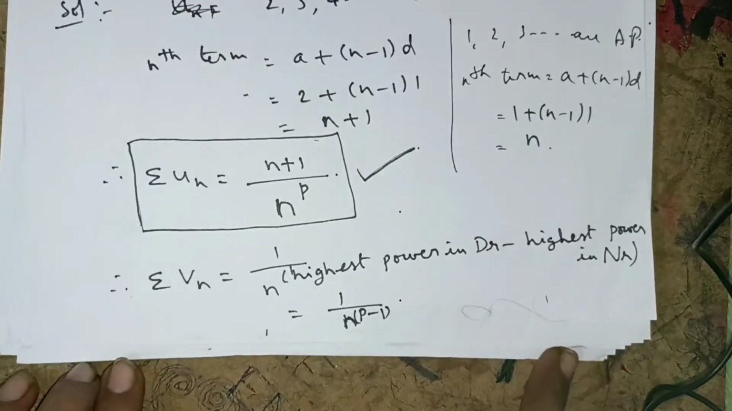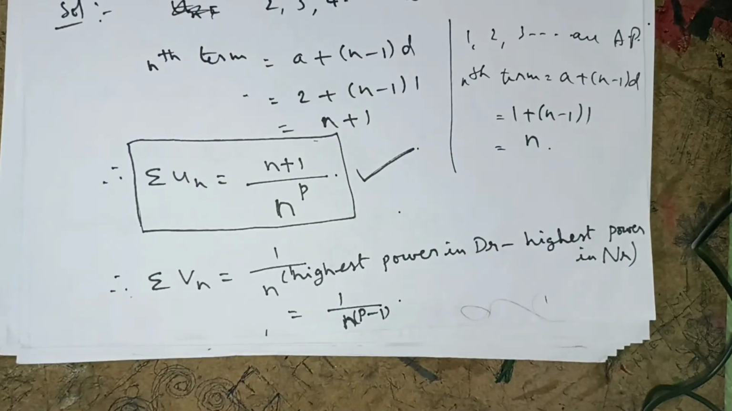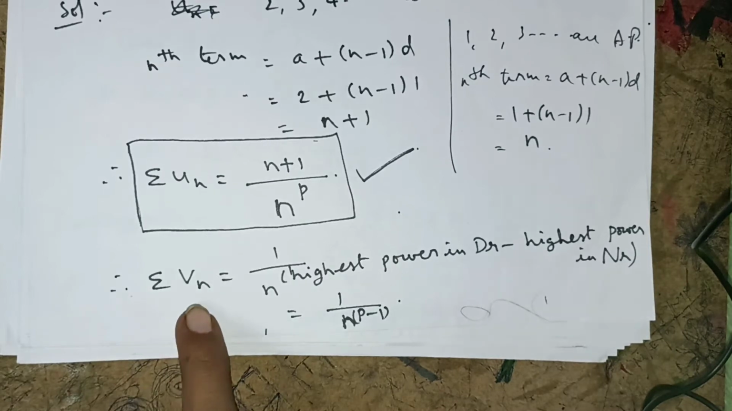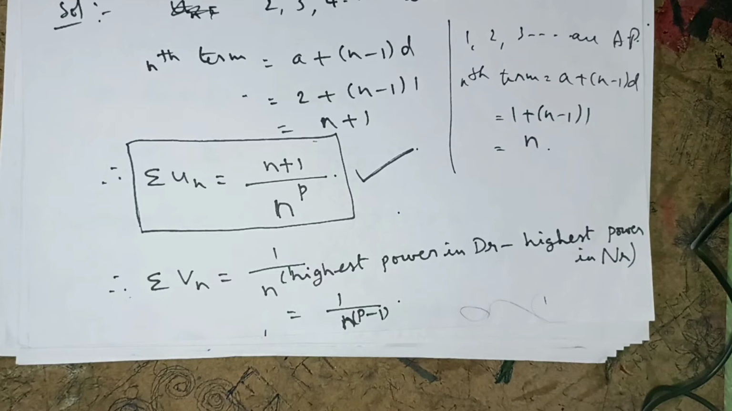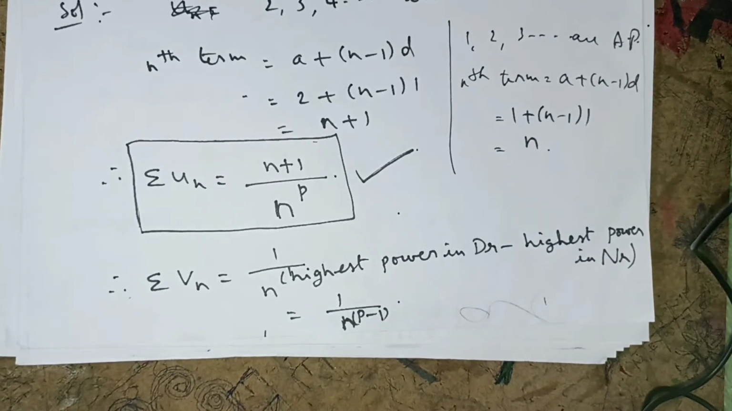To apply the comparison test, we have to find the auxiliary series sigma vn. How to choose sigma vn? There is a procedure to choose sigma vn. Sigma vn is the auxiliary series, in the form of sigma 1 by n to the power of p.